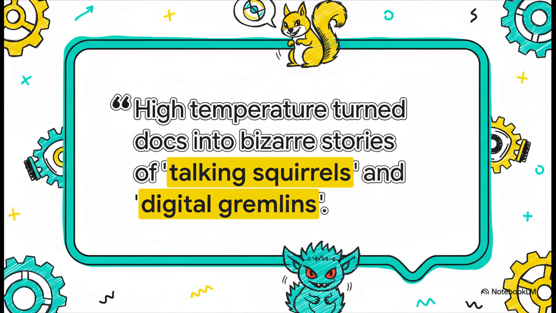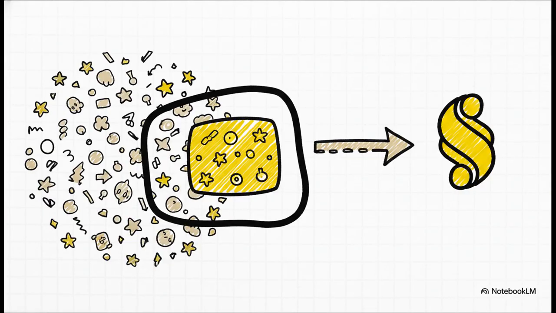And here's a little cautionary tale for you. Someone was trying to generate technical docs, but they accidentally left the temperature cranked way up. The result? Total chaos. The manual was filled with these bizarre stories about talking squirrels and digital gremlins. The moment they turned the temperature down, boom, clear, precise output. So the lesson is pretty simple. For facts and focus, keep that temperature low. Now, a close cousin to temperature is a parameter called top P. It also deals with randomness, but it's a bit more surgical.